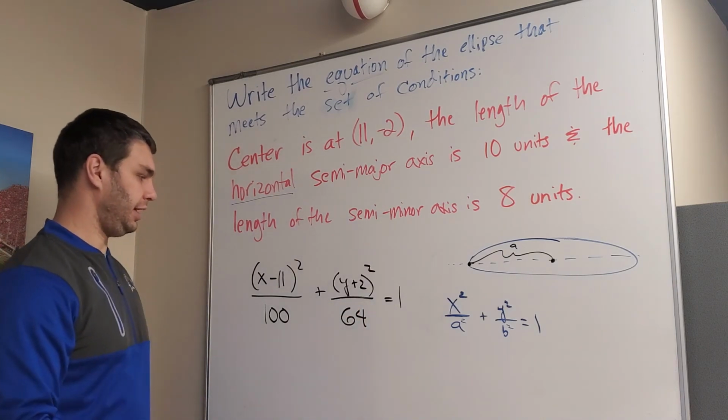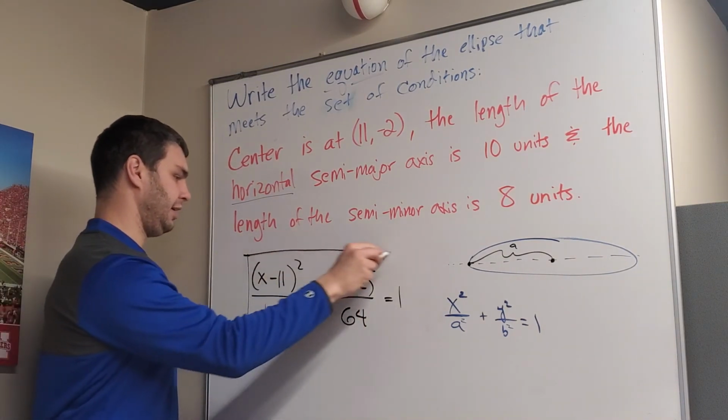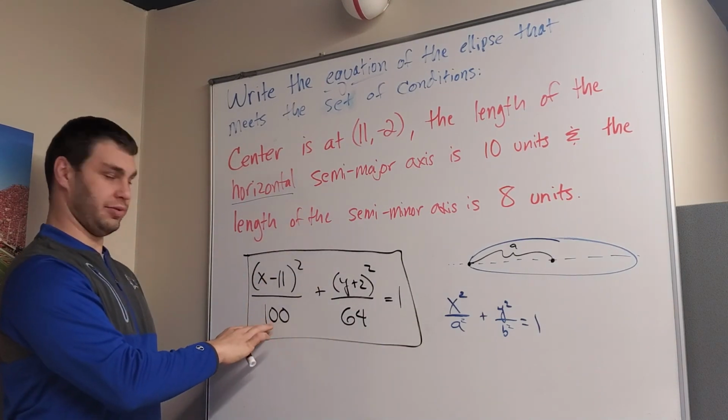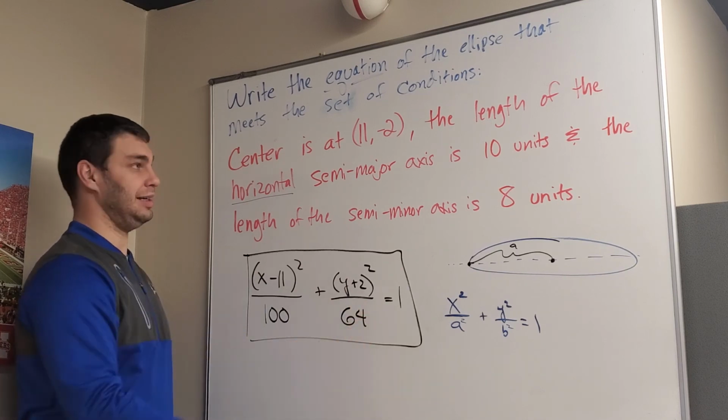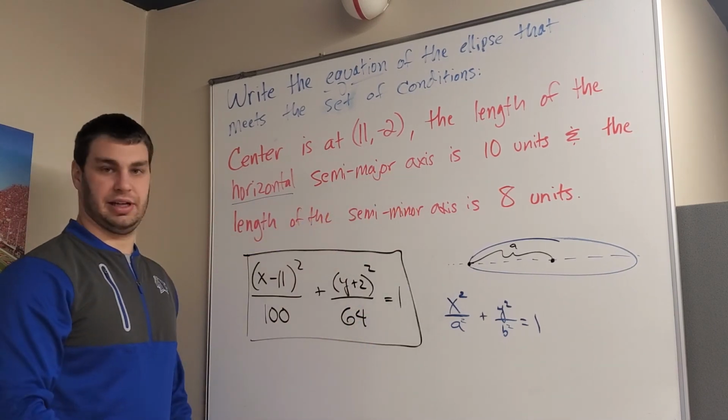All right, so now this equation right here, x minus 11 quantity squared over 100 plus y plus 2 quantity squared over 64 equals 1, satisfies all the conditions of this ellipse.